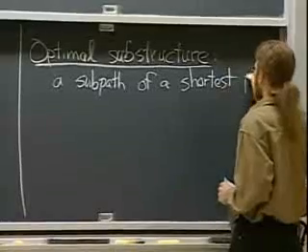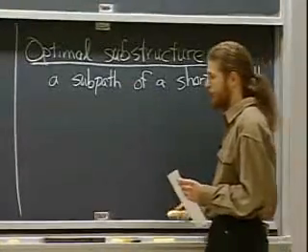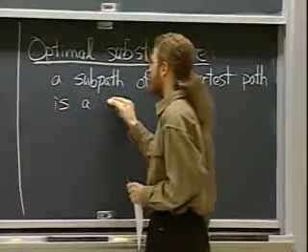And so optimal substructure here means that if I take some shortest path and I look at a subpath of that shortest path, I claim that it too is a shortest path.